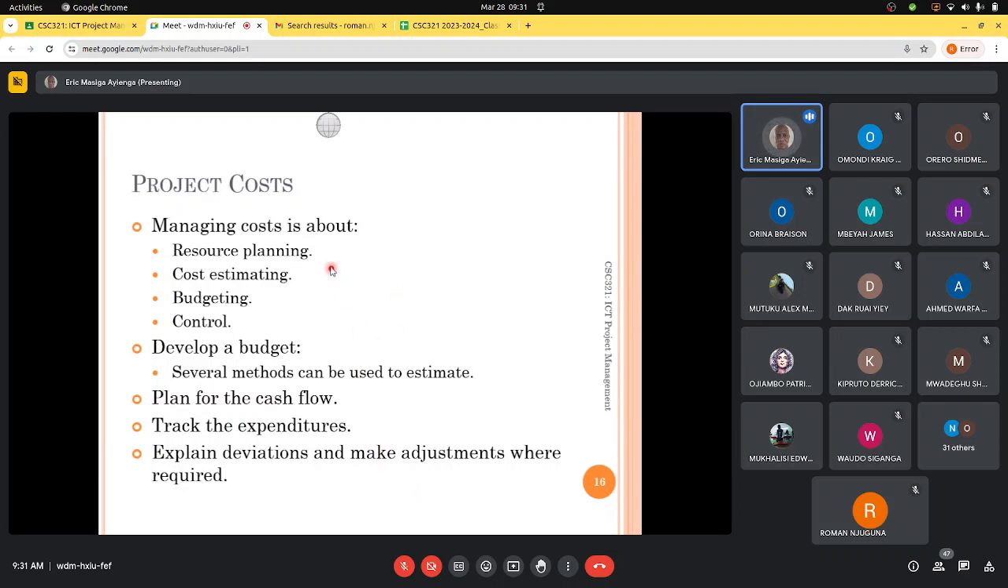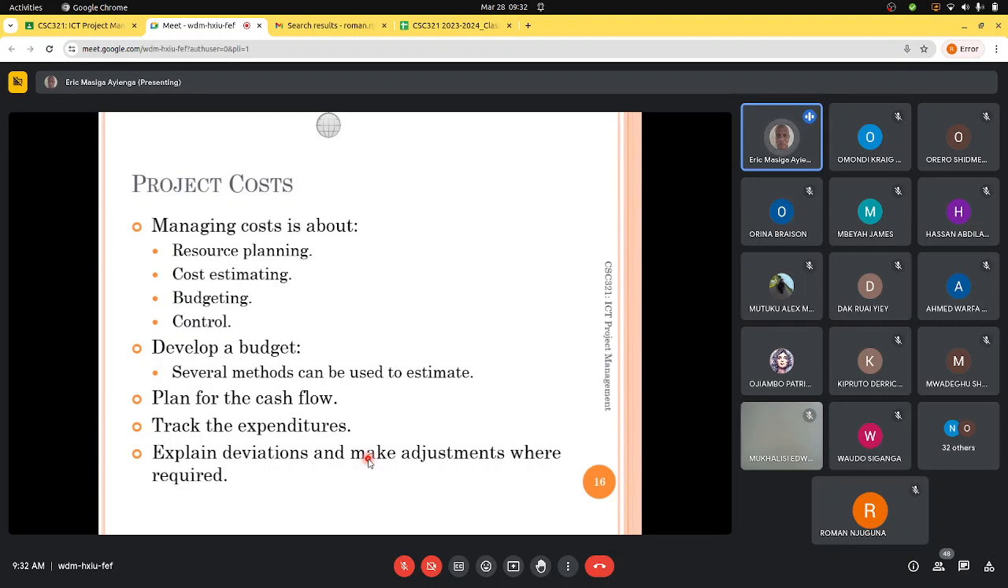So managing costs is about resource planning. What do you need? How many people do you need in this project? What supplies do you need, and so on. So you do resource planning, you'll do cost estimating, you'll do budgeting, and you'll control. So develop a budget, and we have several methods which can be used to estimate. Now we shall see that. That will be a separate topic. Now plan for the cash flow, track the expenditures, explain deviations, and make adjustments where necessary. Now this last one comes in when the project is underway.